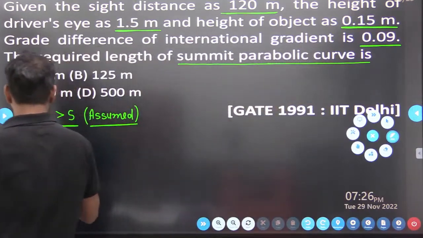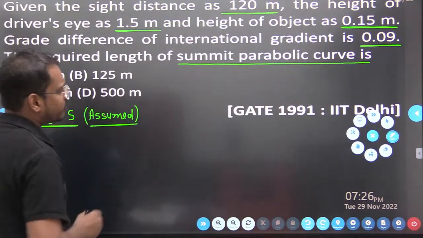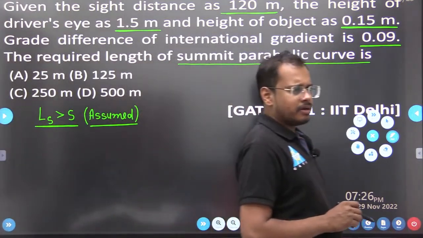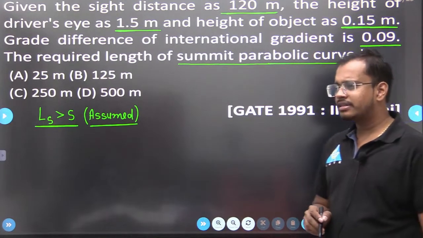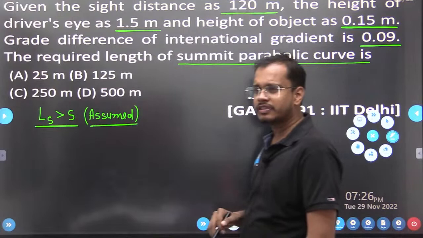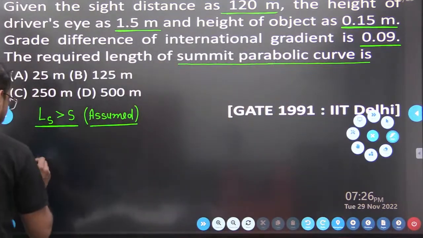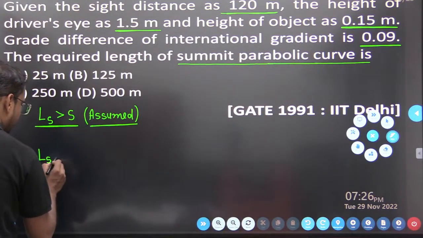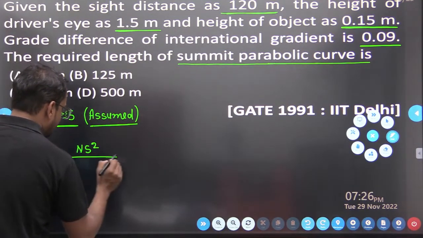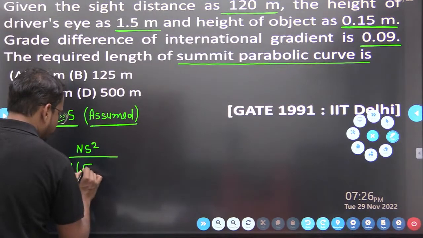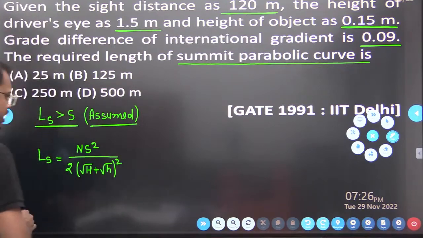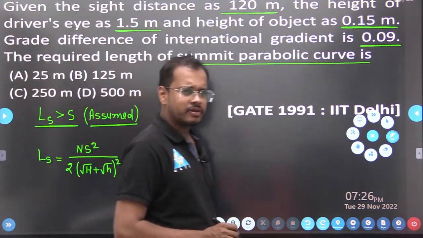Firstly, I assume the length of the summit curve is greater than the sight distance, because in this particular problem it is not clearly mentioned whether the length of the curve is greater or less than the sight distance. If it is greater, then how to calculate it? The formula of the length of the summit curve is equal to N S squared upon 2 times the square of the root of capital H plus the root of small h. Am I right?